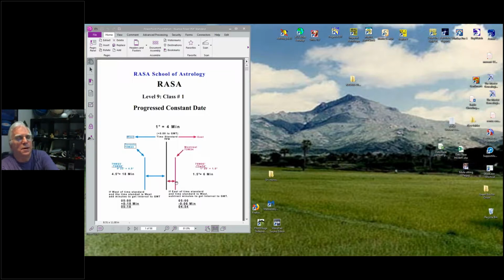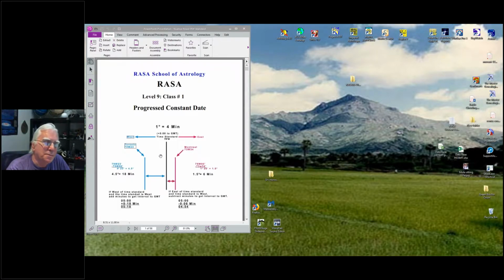Like if the sun's rising in Ottawa at 75 degrees west, the sun is already up 6 minutes in Montreal. You know, if it's 2 o'clock standard time, Montreal is really 2:06. Everyone in Montreal will be using that 2:06.